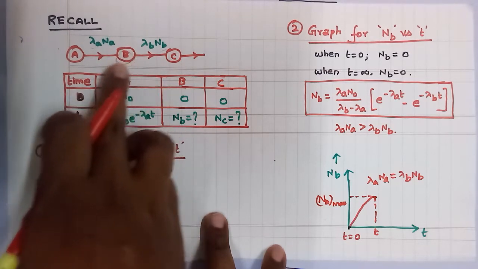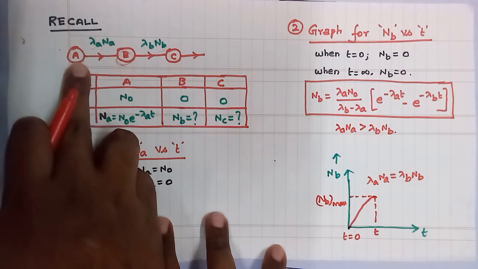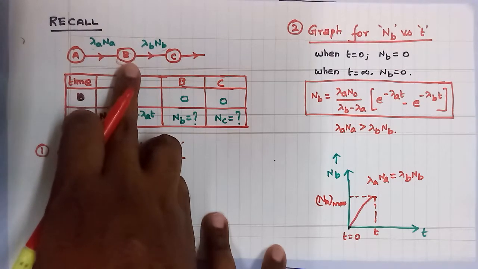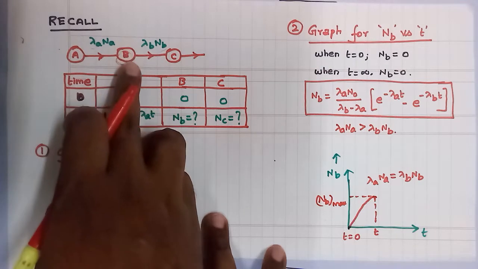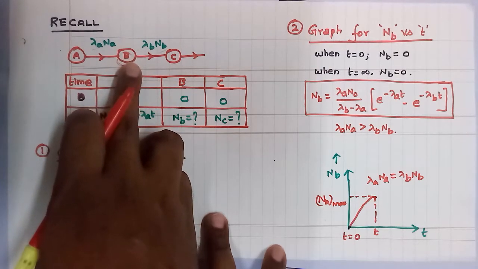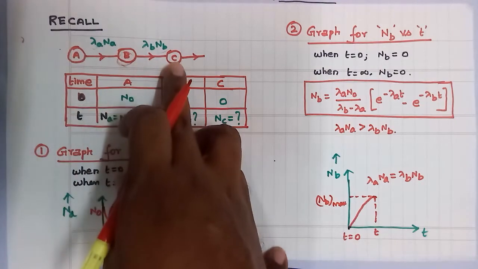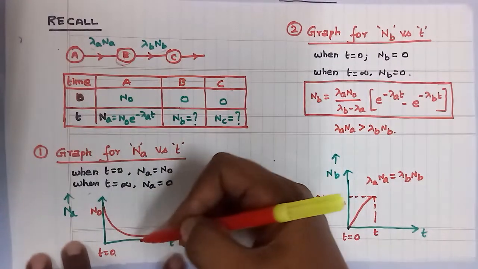This is because after this equilibrium state, the total number of nuclei in element A will be very less compared to the number of nuclei in B. Now this B will disintegrate to C just like how A initially disintegrated.